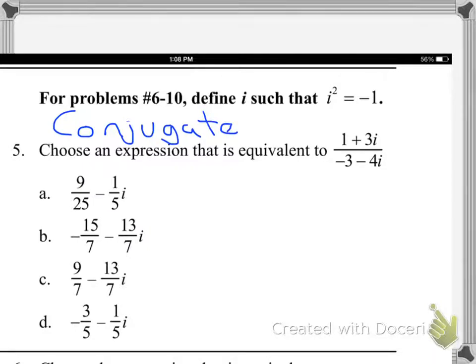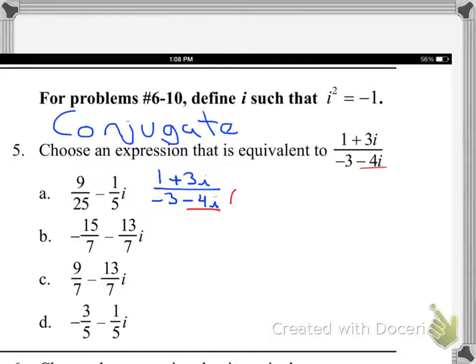For the conjugate, the only thing that we need to change is the imaginary part. So therefore, let's rewrite the expression. We have 1 plus 3i over negative 3 minus 4i. And I want to be able to get rid of the i on the denominator. So therefore, we're going to multiply by the conjugate. The only thing that we're going to change is the imaginary part.